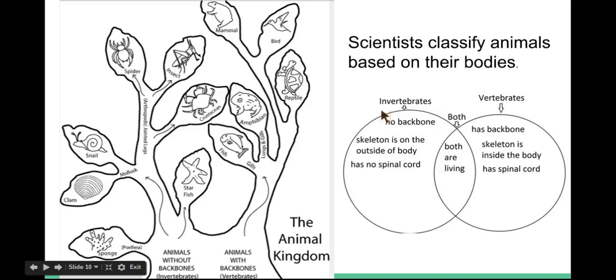But some animals are invertebrates. They have no backbone, and their skeleton is on the outside of their body. We already talked about the crab, but other examples are insects, spiders, snails, clams and oysters, and starfish. Most animals that you think of are vertebrates and have backbones, like mammals, your dog, your cat. But scientists often group animals by animals without a backbone and animals with a backbone.